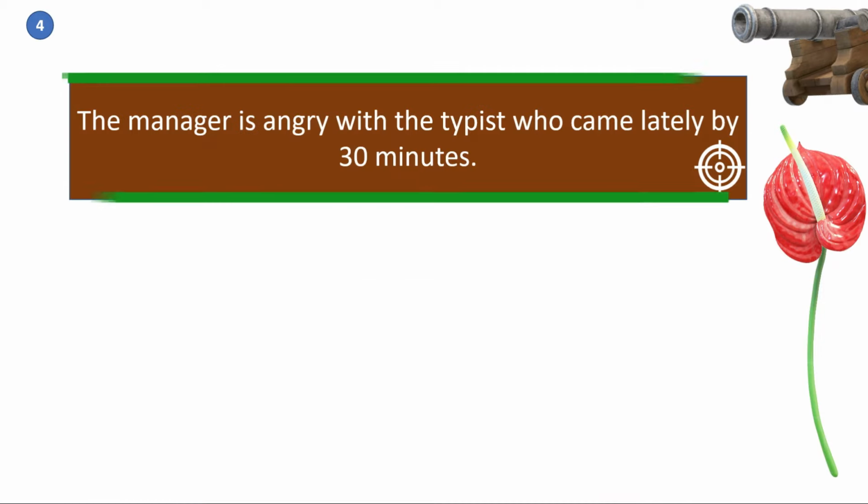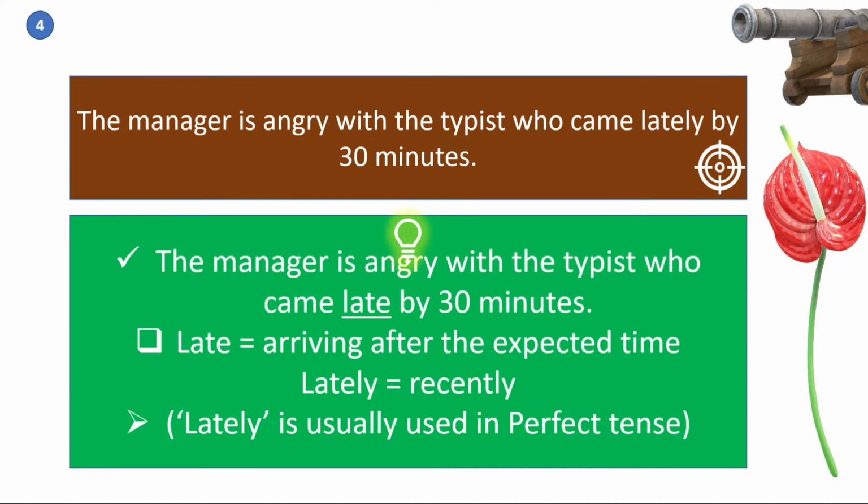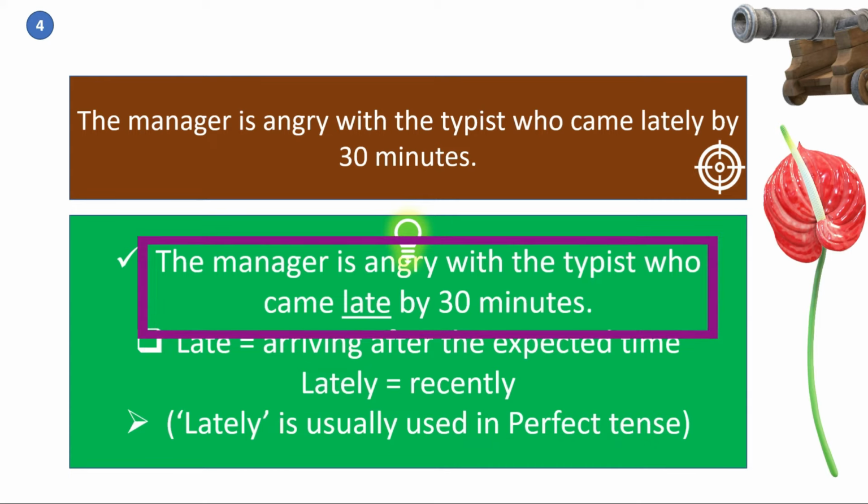Look at this sentence here. The manager is angry with the typist who came lately by 30 minutes. What's wrong here? Here the correct way is, the manager is angry with the typist who came late by 30 minutes. The problem is with the word lately. The correct word is late.